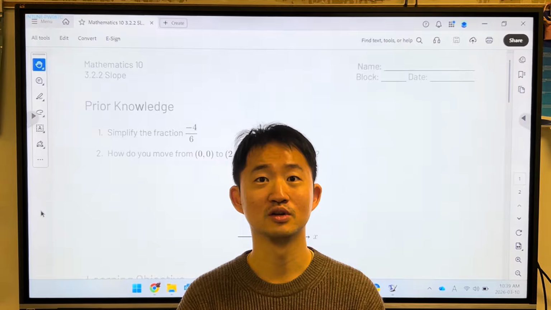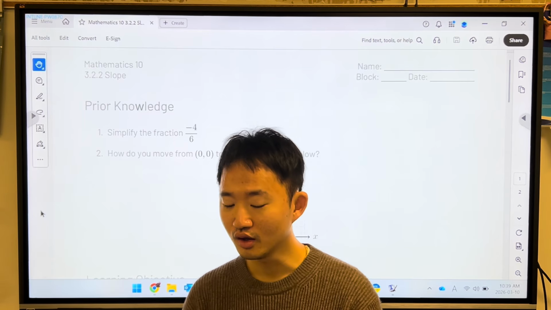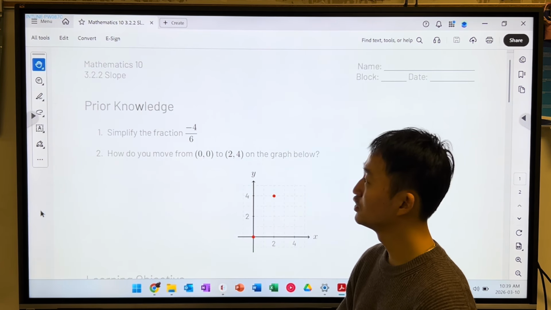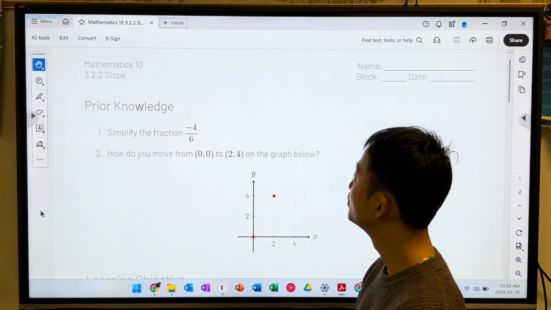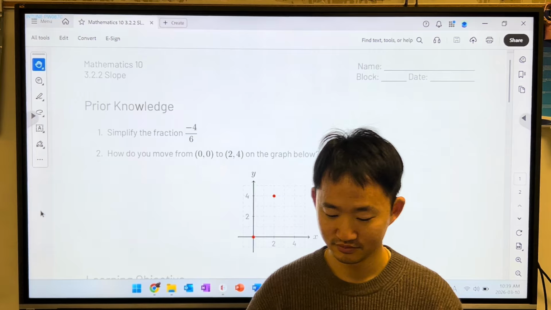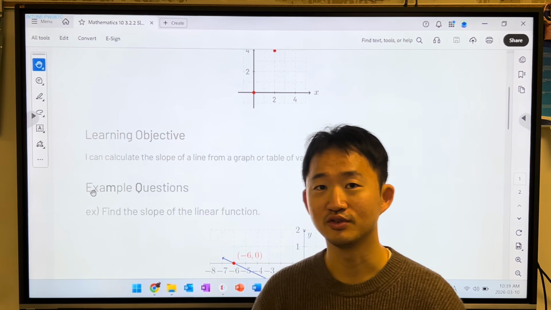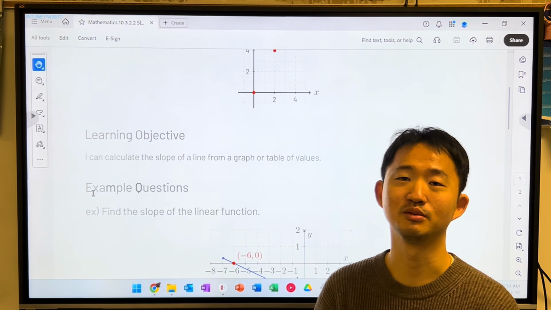Today we're going to learn about 3.2.2, the slope. Before we begin, you need to know how to simplify some fractions. You also want to know how you move from a point to another point on the graph. After this video, you'll be able to calculate the slope of a line from a graph or from a table of values.